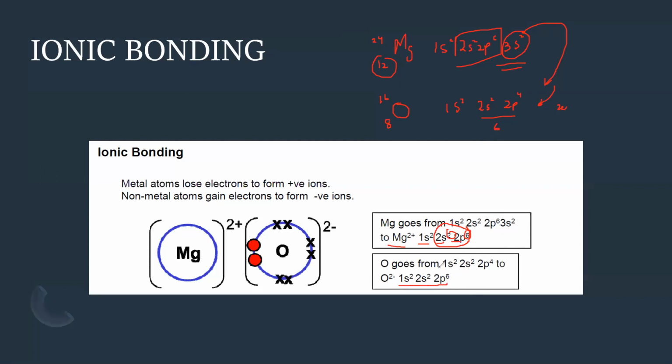And for the charge, because magnesium loses electrons, there will be a plus charge. And oxygen gains electrons, so there will be a negative or minus charge. Then there is an attraction between the positive and the negative ion, and this electrostatic attraction between the ions refers to the ionic bond. Is it clear? Any doubt in this part?